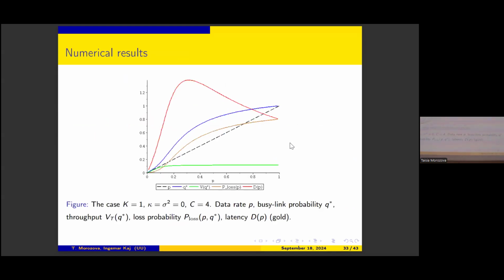And there are some numerical results, I think. So there is the delay, then there is some loss probability, then there is Q star and average probability, just for illustration.